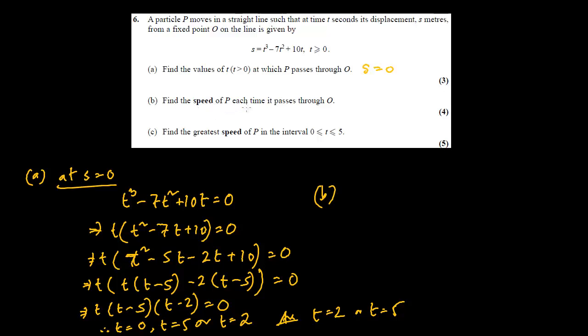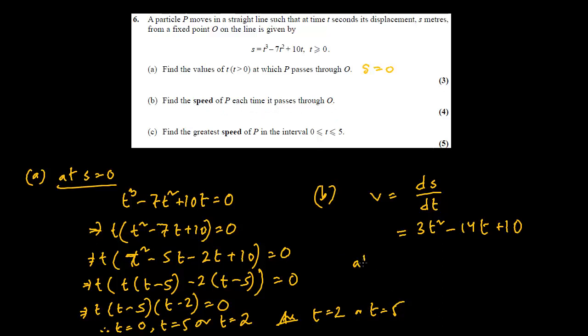So we have to find the speed, but first we have to find the expression for velocity. So velocity is displacement by time. That means velocity is ds by dt. So we have to differentiate this. So t cubed would be 3t squared, minus 7t squared is 14t, plus 10. So we have to find t at each time it passes through O. That means t equals 2 and t equals 5.